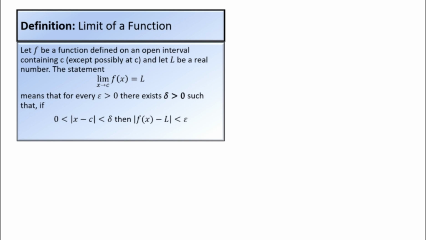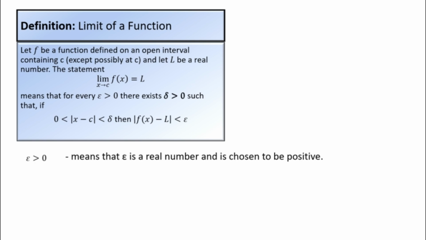Looks scary, right? Well, probably because of the heavy notations. But let us try to understand these symbols first. Epsilon greater than 0 means that epsilon is a real number and is chosen to be positive. Likewise, delta greater than 0 means that delta is another number chosen to be positive.